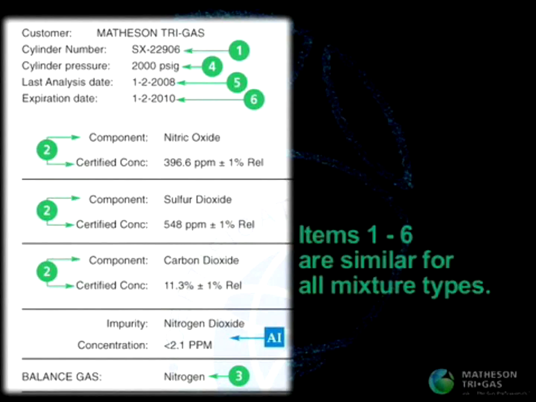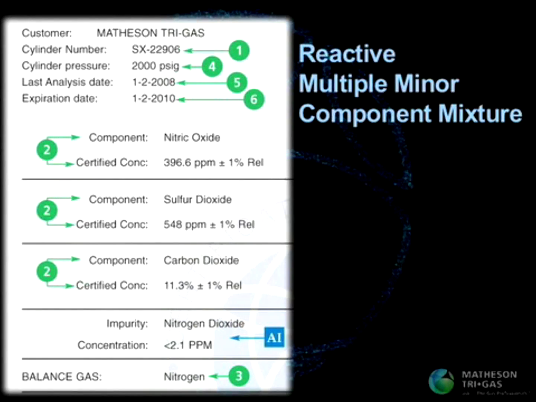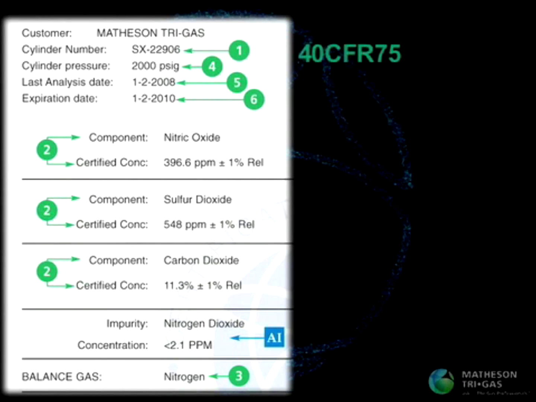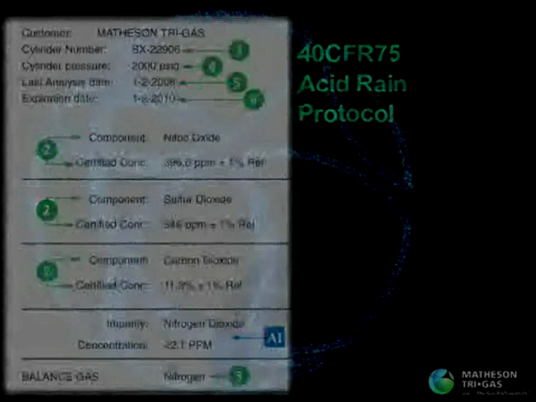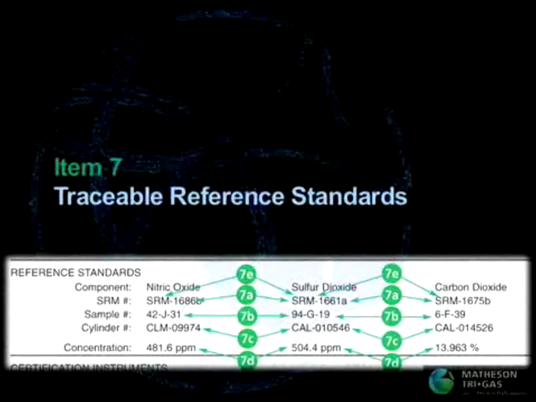The example here is a reactive multiple minor component EPA protocol mixture. In this case, the mixture contains nitric oxide, sulfur dioxide, and carbon dioxide, with nitrogen dioxide as an analyzed impurity. This specific mixture is for compliance with 40 CFR 75, known as the acid rain protocol. Further down the page is the section of the C of A covering the traceable reference standards used to prepare the mixture, which is item number 7 in the EPA protocol.